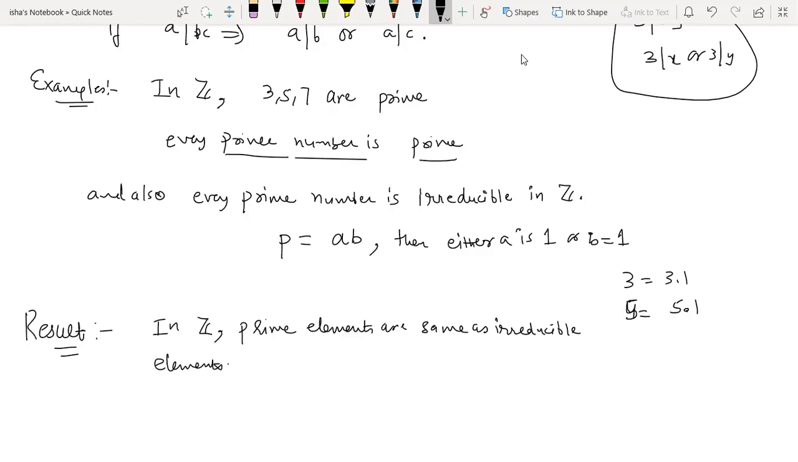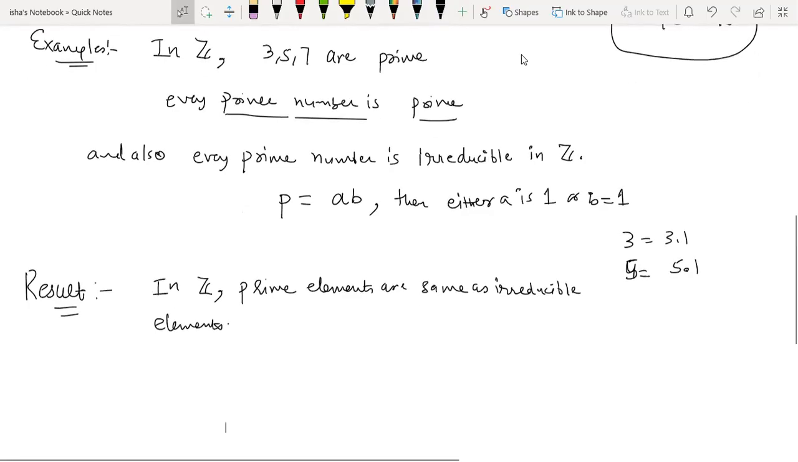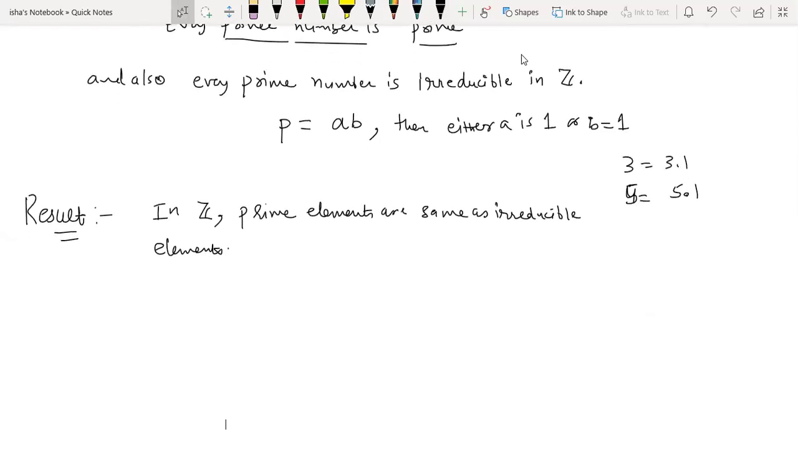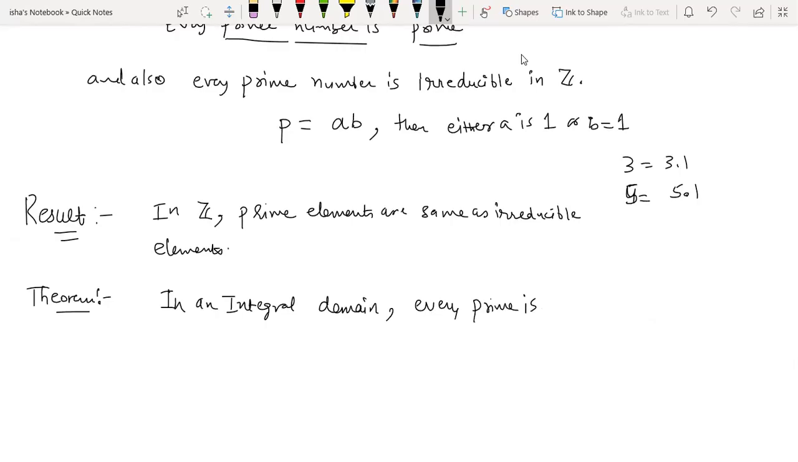Now let me give you a general result. Here I took an example of the ring of integers, but now there is a general theorem which tells us that in an integral domain, every prime is irreducible.